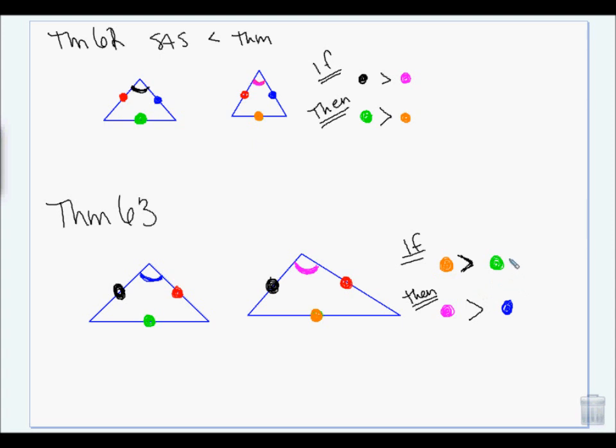So 62 and 63 basically say the same thing. But one is the side angle side inequality theorem, so it's saying if the angles are unequal, then the sides are unequal. And then the other one is the side inequality theorem. That's saying if the sides are unequal, then the angles are unequal.